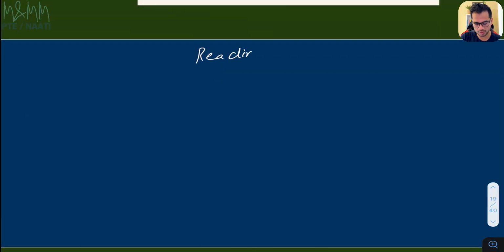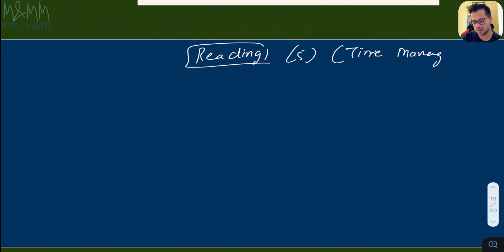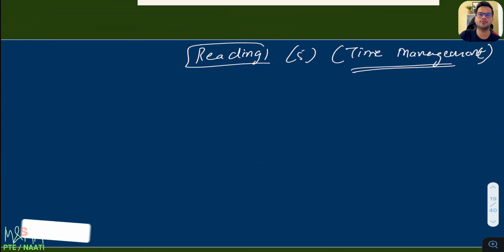So in the reading module, you get about 5 topics, and here the time management would start. That means unlike the speaking and the writing module, you will not get separate time for every separate question. Here you would be given something like this: 20 minutes for 10 questions, or let's say 25 minutes for 12 or 13 questions. And then your job is to divide the time by yourself based on how many questions you have got.